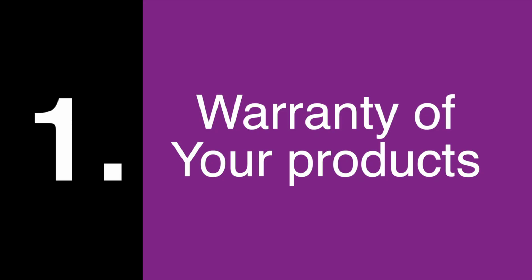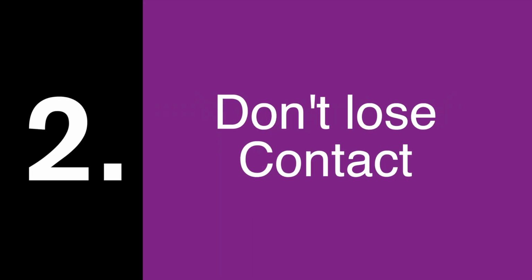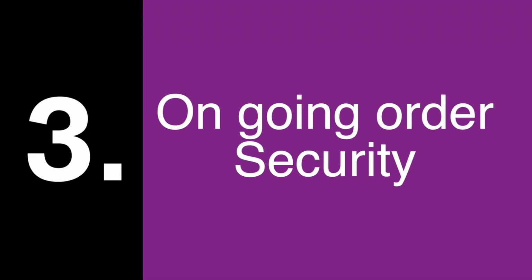One, you get warranty on your products this way. Two, if anything happens to our server, you won't be able to contact us. Three, if you have an ongoing order, there is no way for you to redeem it if something happens to our server. So how do you do verification?